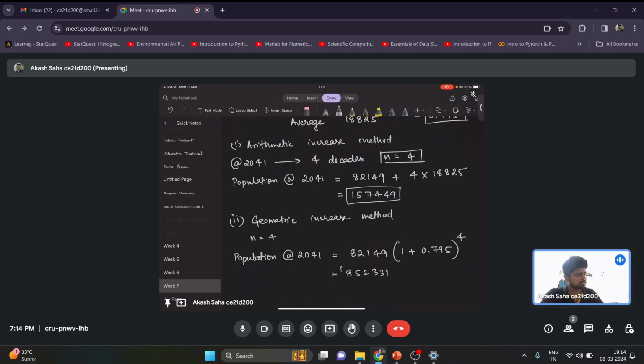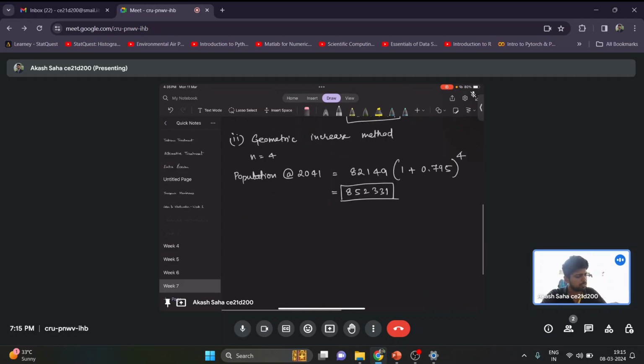So we can see there is a drastic change in the population forecast in the case of the arithmetic increase method and in the case of the geometric increase method. Since we are assuming in the geometric increase method that the population will increase exponentially, the population will be much higher with respect to the arithmetic increase method. So for comparatively newer cities, we will use this geometric increase method.